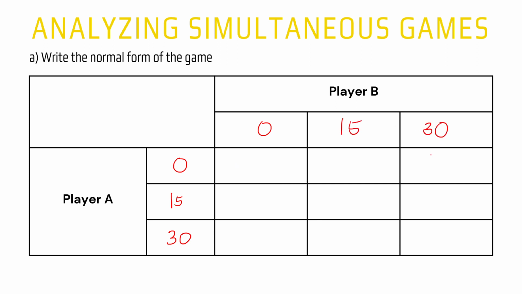So now let's consider the payoff of each action. If both players buy a $0 ticket, or did not buy a ticket, then none of them will win the prize. So the payoff is 0, 0.